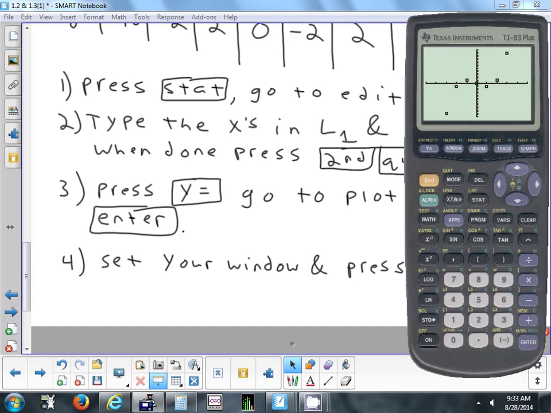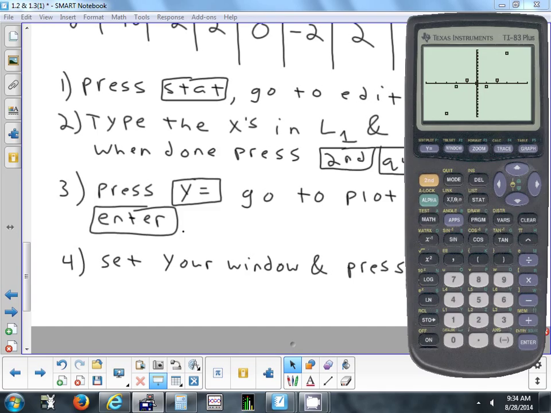Yeah? Mine says window range. Okay, and did you type in exactly those numbers? Usually when you have a window range error, it's because your minimum is bigger than your maximum, or your maximum is smaller than your minimum. So if I tried to make my maximum -7, it says error window range. Can't have my maximum smaller than my minimum. Okay. Any questions on that?